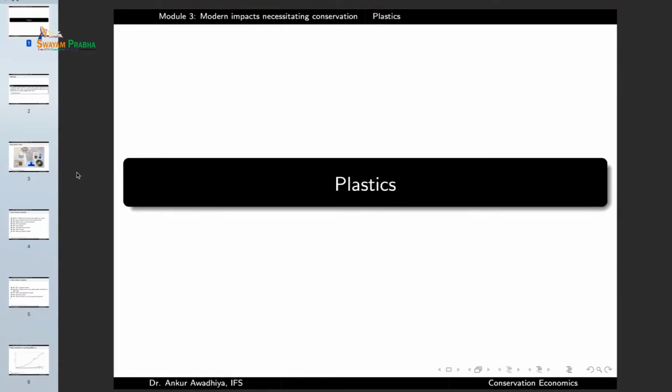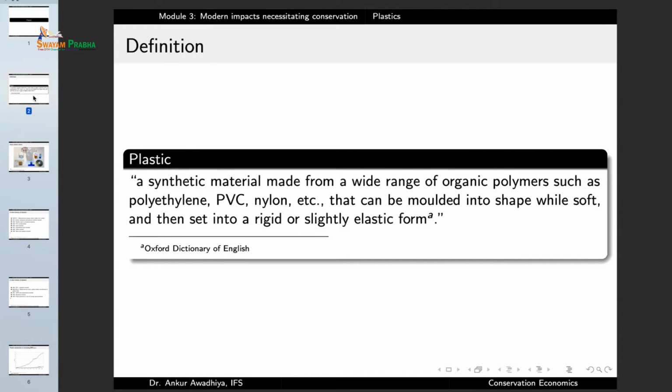Namaste. We carry forward our discussion on the modern impacts necessitating conservation, and in this lecture, we'll have a look at plastics. Now, plastics need no introduction. They are synthetic materials made from a wide range of organic polymers such as polyethylene, polyvinyl chloride, nylon, etc., that can be molded into shape while soft and then set into a rigid or slightly elastic form.